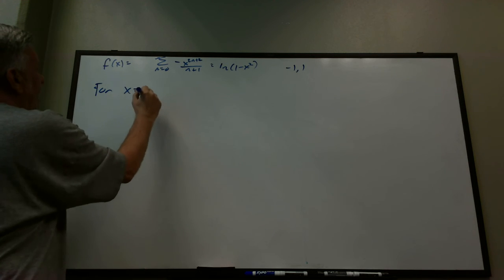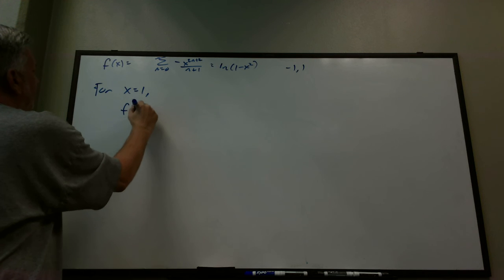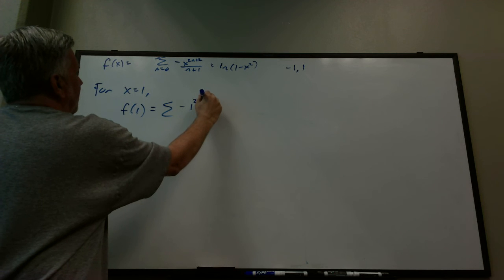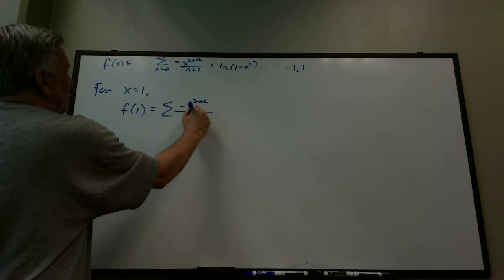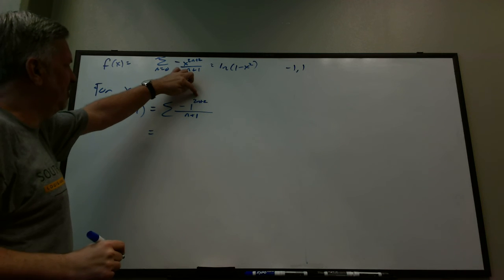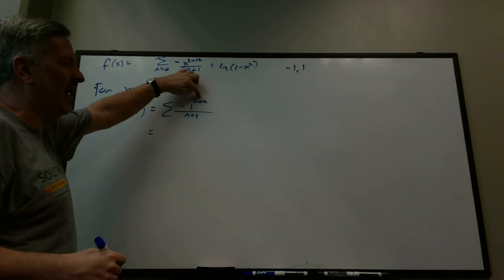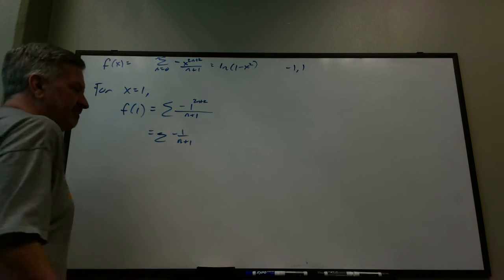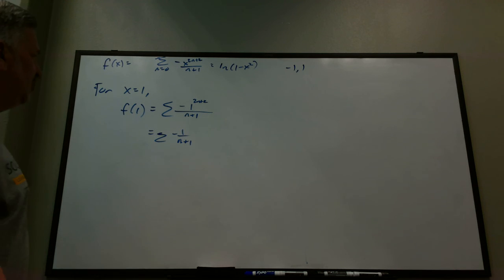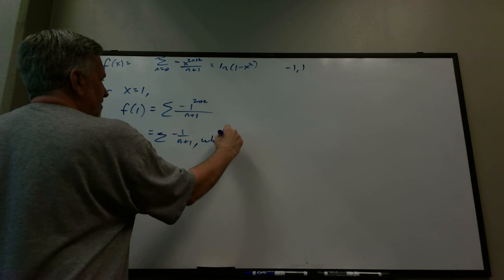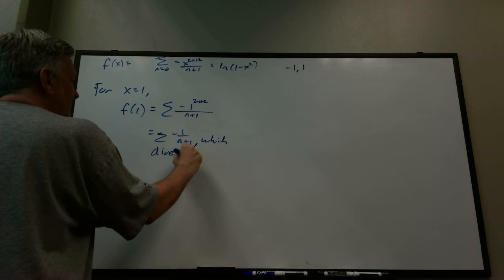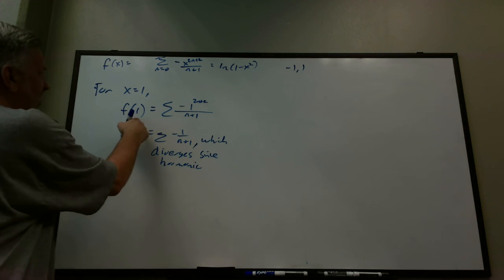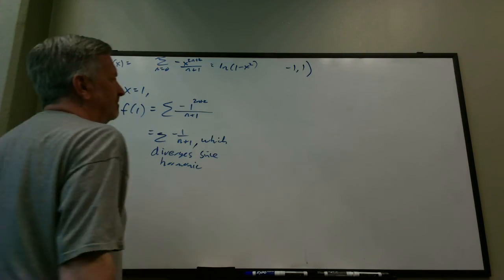What about when x is 1? So f of 1 is the sum of (-1) to the 2n plus 2 over n plus 1. But 1 to the 2n plus 2, 1 to any even power, is 1. So we're just getting the sum of -1 over n plus 1. And what does this series do? Well, it's basically the harmonic series, so this diverges. The series diverges since harmonic. So that right there tells me 1 is not in the interval of convergence, so it's parentheses.